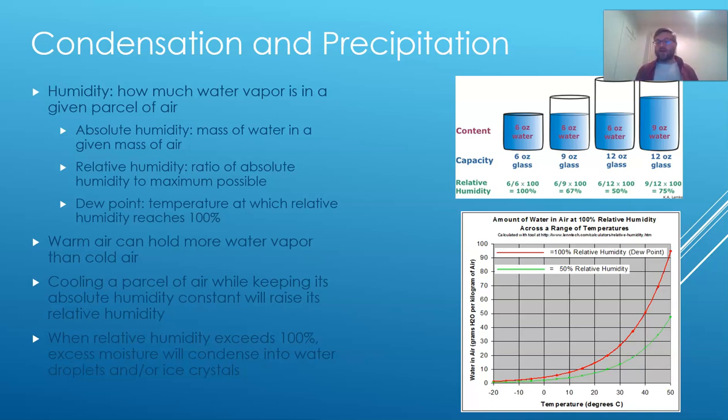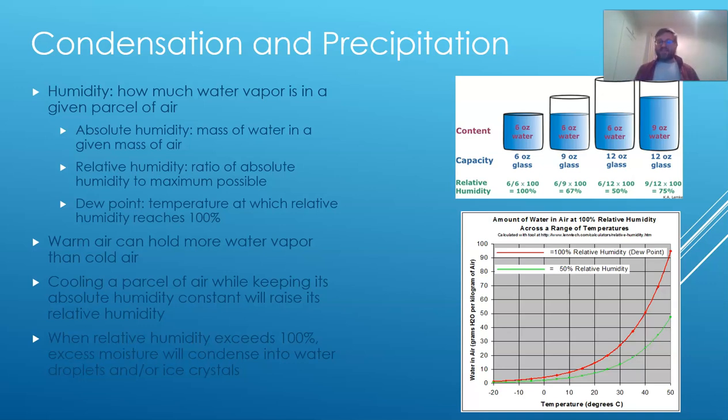And then you could go the other way. You could go from your 12-ounce glass down to your 6-ounce glass. You could shrink the size of the glass. That's going to increase the relative humidity without changing the absolute humidity. You've got the same amount of water there, but because the maximum possible amount has dropped, your percentage has gone up.